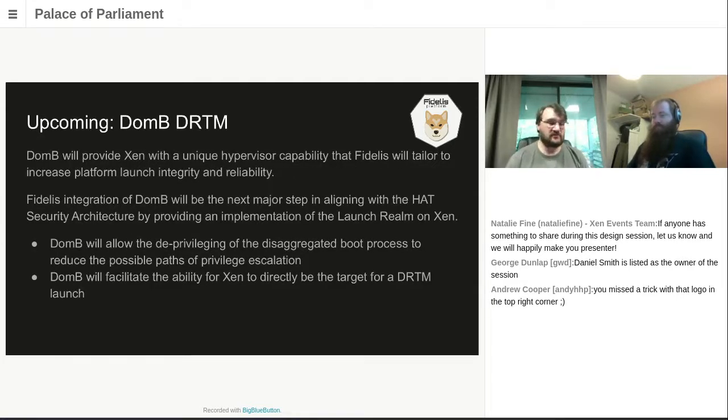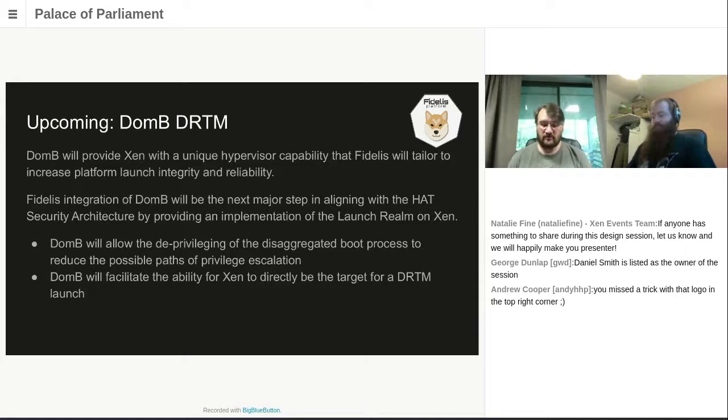DomB DRTM. So one of the things about DomB is it will provide Xen with a unique hypervisor capability that Fidelis will tailor to increase platform launch integrity. So when we begin bringing DomB in along with the DRTM, it will be the next major step in us aligning to the HAT architecture, because it'll actually truly allow us to implement the launch realm as an isolated realm within the launch of the platform. It will allow us to deprivilege the disaggregation boot process.